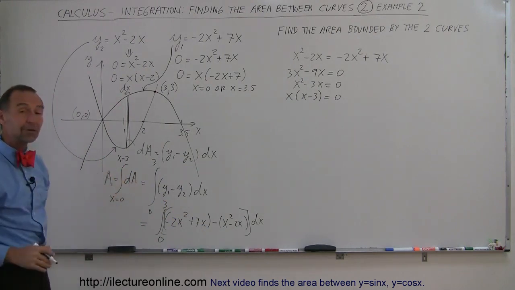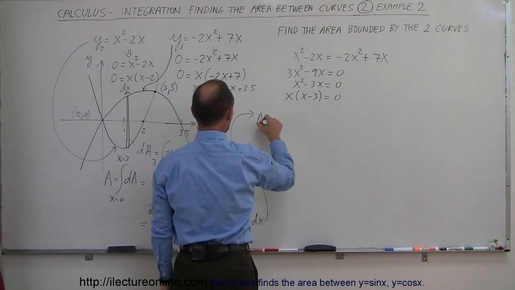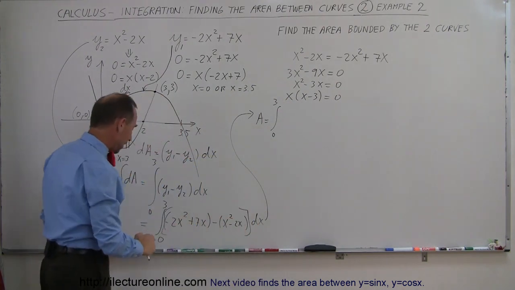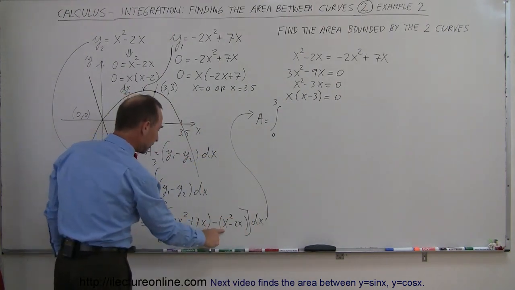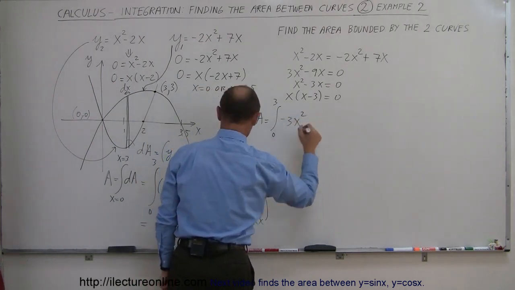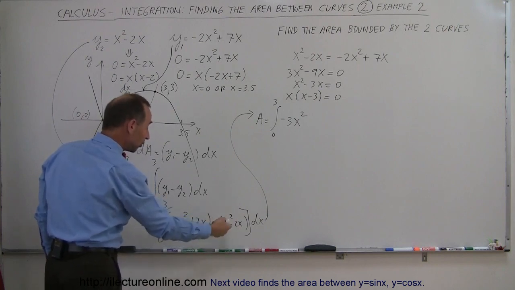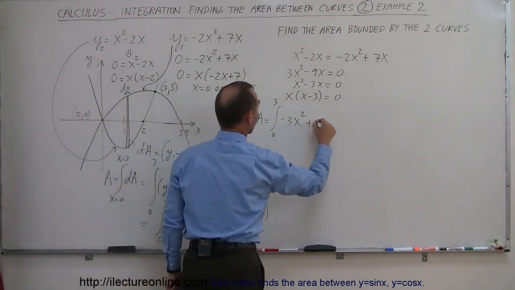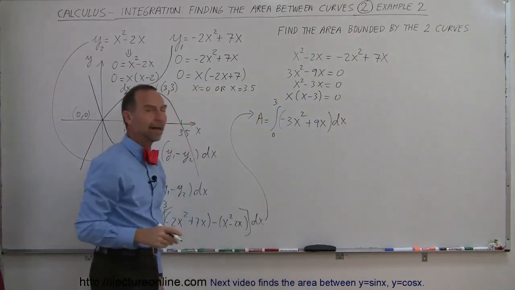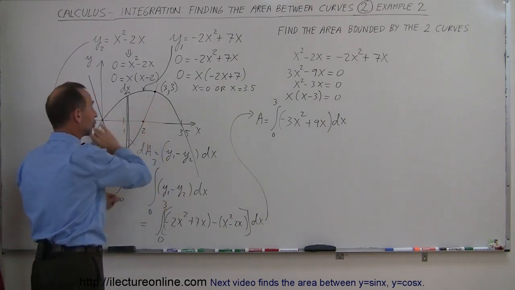Now we just have to combine like terms underneath that integral. So let's do that. So the area is equal to the integral from x equals 0 to x equals 3 of, we have a minus 2x squared minus x squared, that's a minus 3x squared. We have a 7x minus a minus 2x, that would be plus 2x, or plus 9x. And the whole thing is integrated over the dx from 0 to 3. Now we're ready to evaluate that integral. That integral will give us the area bounded by these two curves.